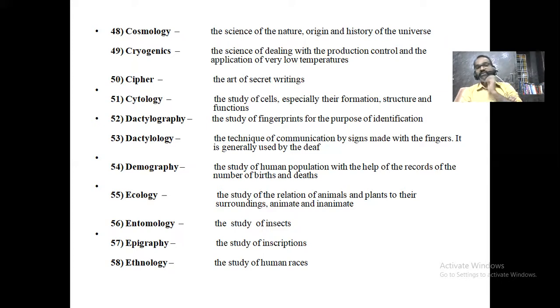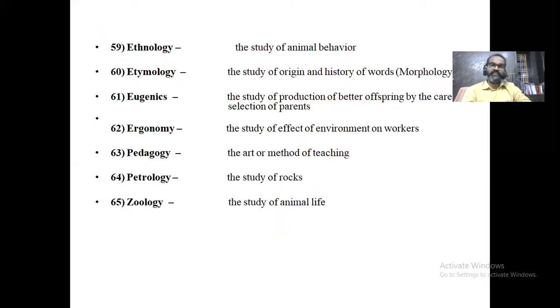Demography, the study of human population, where records are taken. Ecology, of course, all of you know. Entomology, the study of insects. Epigraphy, the study of inscriptions. Ethnography, the study of human races. Ethnology, and etymology, that's there, and ergonomics, the study of the effect of environment on workers. Eugenics, the science of producing better offspring through the selection of parents.